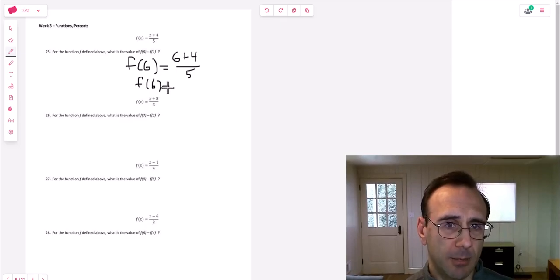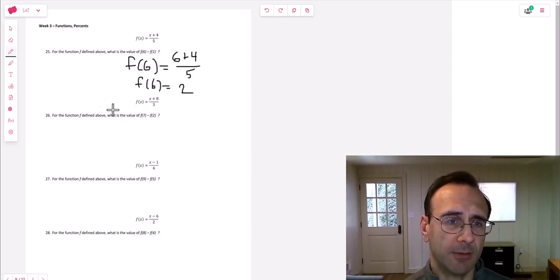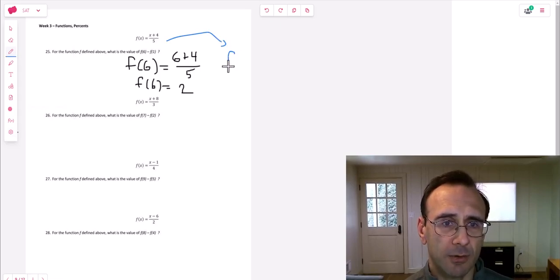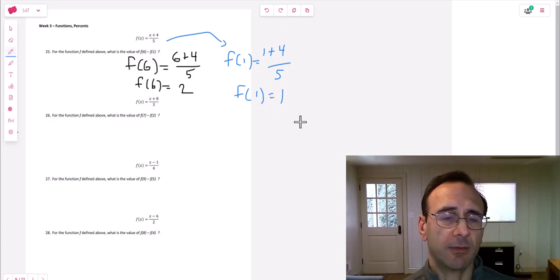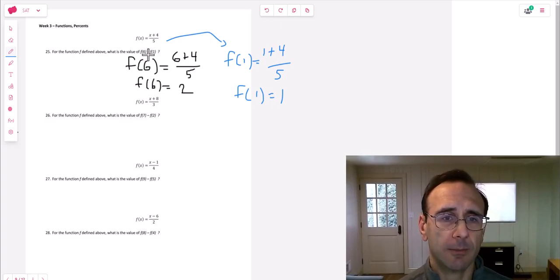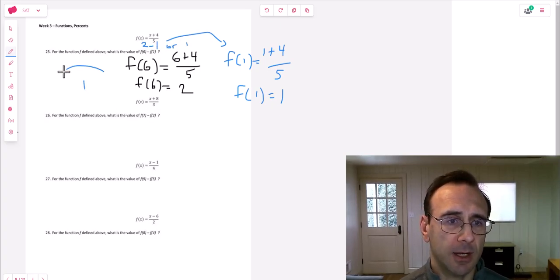And then you can combine and divide, and you get that f of 6 is 2. We want to do a similar operation for f of 1. So now there's a 1 going in for the x. F of 1 is 5 over 5, which is 1. So then the final step is to combine those. What is f of 6 minus f of 1? It's 2 minus 1, or 1. So the answer there is 1.